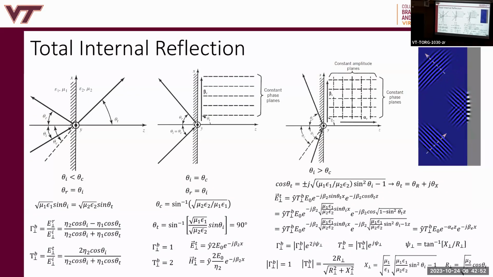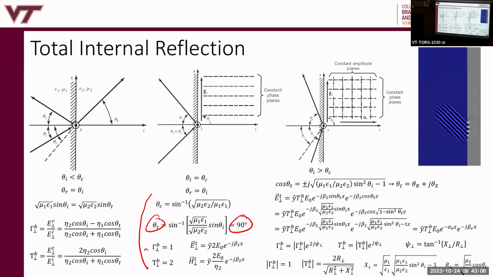All right. So here are all the expressions for the reflection and transmission coefficients, and you can solve for these. The transmitted angle now is 90 degrees, and we have a reflection coefficient of 1, a transmission coefficient of 2, and we have the electric and magnetic field transmitted like that.